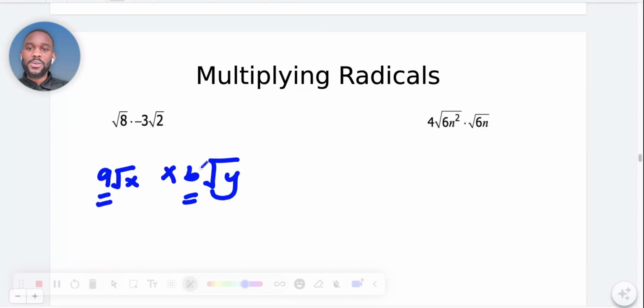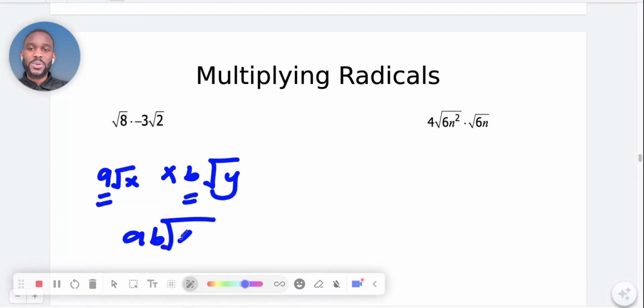So we multiply what is outside with what is outside. So that gives me ab. These x and y are radicands inside the radical. So you multiply what is inside with what is inside. So root xy. So the trick is what is outside with what is outside, what is inside with what is inside.